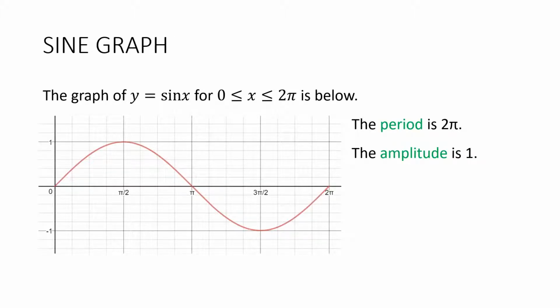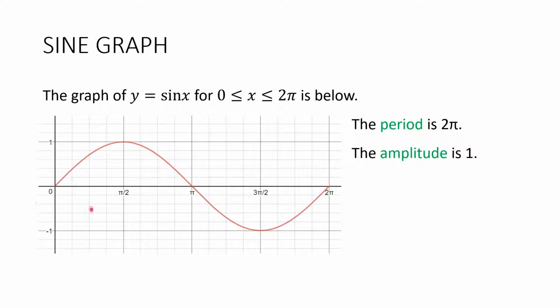Let's move back to the graphs. So this is the graph of y equals sine x for 0 is less than or equal to x is less than or equal to 2 pi. You can see I've moved away from degrees into radians. So remember 2 pi is 360, pi is 180, pi on 2 would be 90, and 3 pi on 2 is 270.